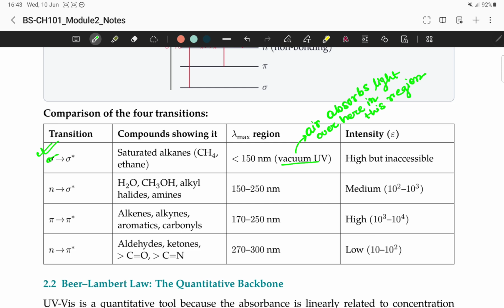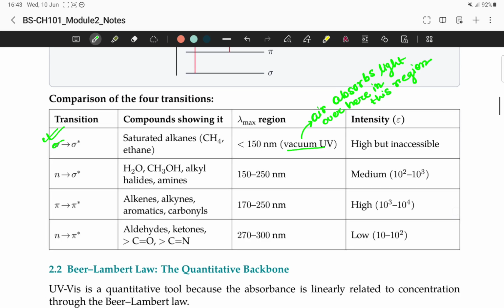In this region it occurs in simple saturated alkanes, as I have already told you. Particularly speaking, it is inaccessible, or you can say that in a standard laboratory we cannot access this very easily in our spectrophotometers. So this is a very atypical one.